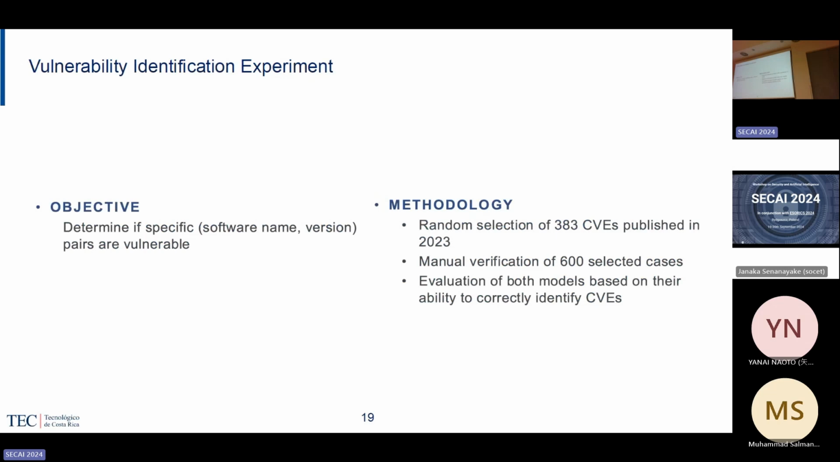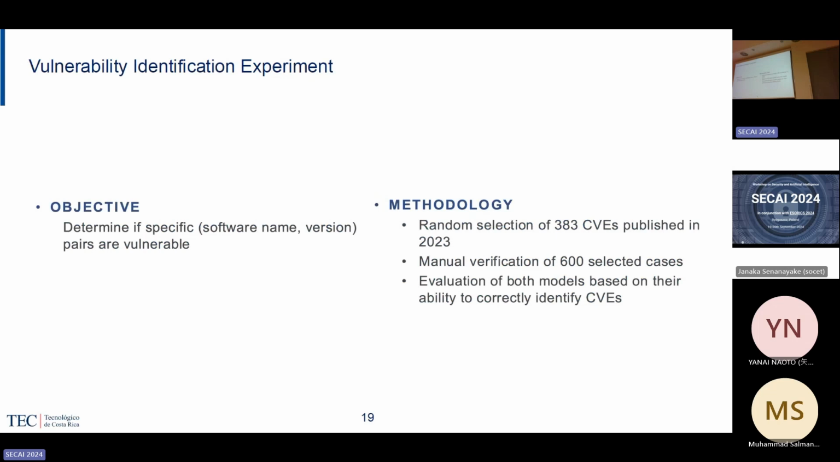Let's say I have a description of a CVE in which a specific software product is vulnerable. Well, I can create a case with the name of the product with different versions, one vulnerable and one not, and we can create several cases out of just 383 CVEs, right? So that's the reason why we have more cases than CVEs.